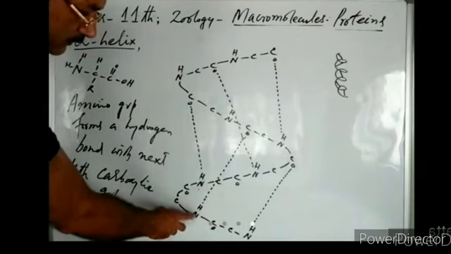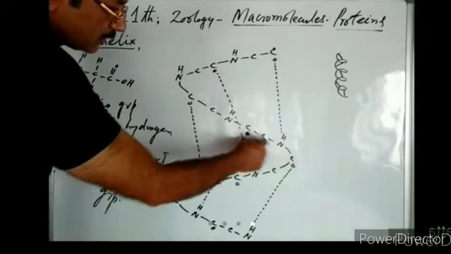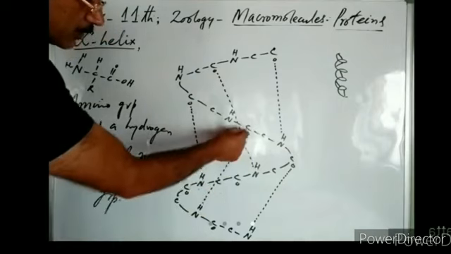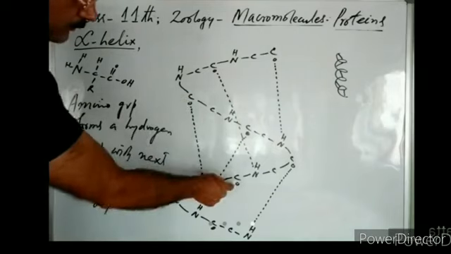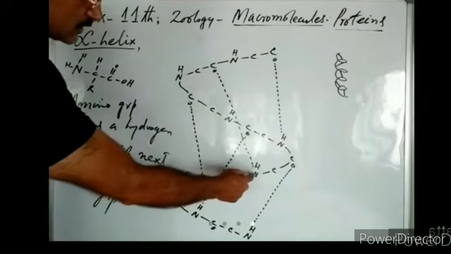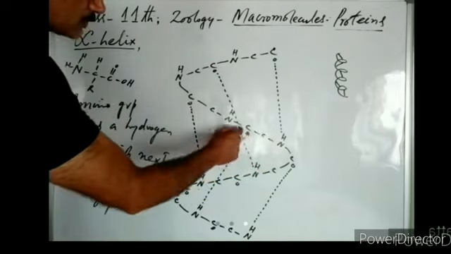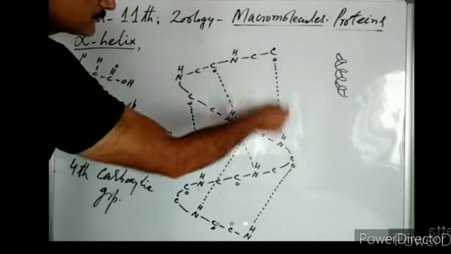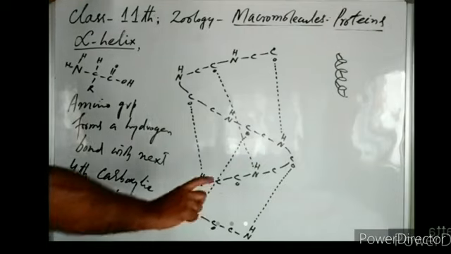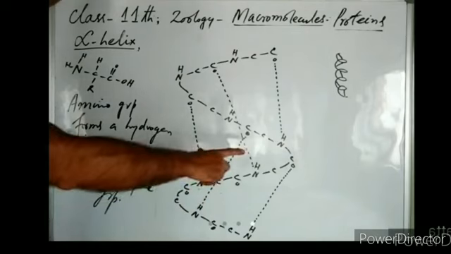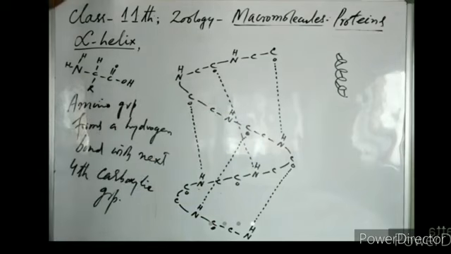Similarly, this amino group will form a hydrogen bond with the next fourth carboxyl group. First carboxyl group, second, third, fourth. Similarly, the next amino group will form a hydrogen bond with the next fourth carboxyl group, right? So in this way, hydrogen bonds are formed between the amino group of the first amino acid and the next fourth carboxyl group. These hydrogen bonds maintain the shape of this alpha helix, right?